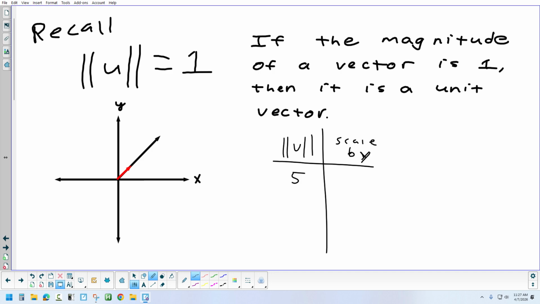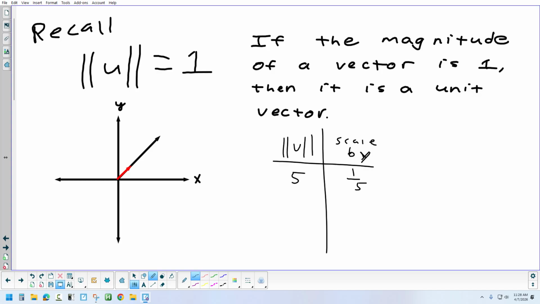What would you have to scale a vector that was 5 units long by to make it exactly 1 unit long? Yep, 1/5.